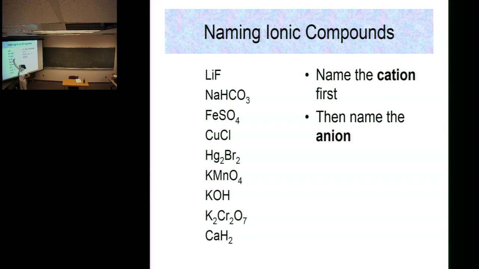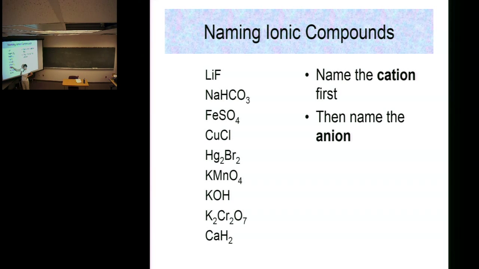Perfect. Okay, now this one also needs a Roman numeral. Now is it copper 2 or copper 1? Copper 1. Perfect. Copper 1 chloride, because chloride's a -1. That has to be a +1, so it's copper 1 chloride. How about this one? Oh, what was that one called? Mercury 1 bromide.